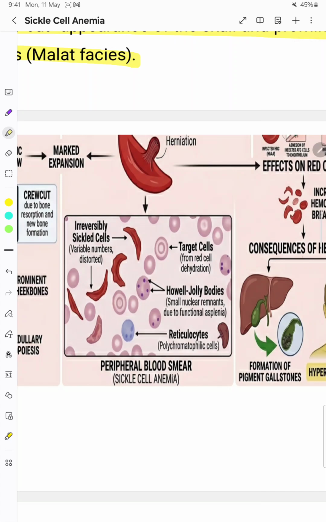These are the peripheral blood smear findings: target cells and Howell-Jolly bodies, which are nuclear remnants. Reticulocytes are also increased because of the hemolysis. There is increased erythropoiesis, so reticulocytes are released into the peripheral circulation.